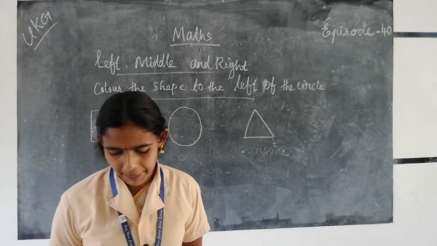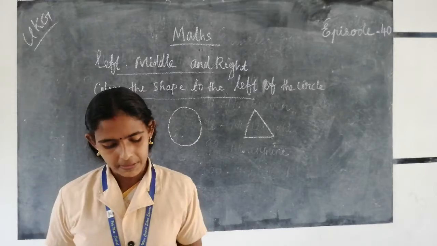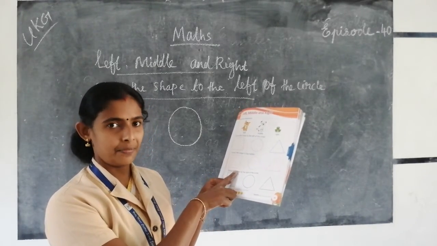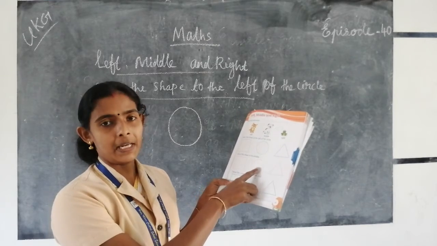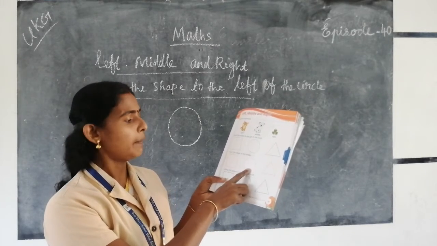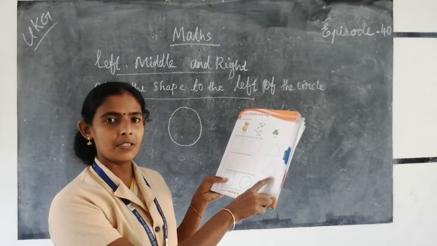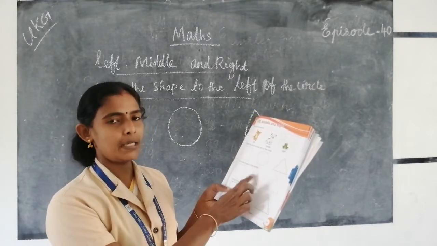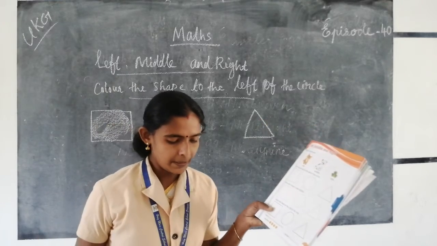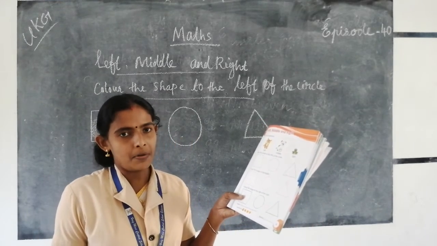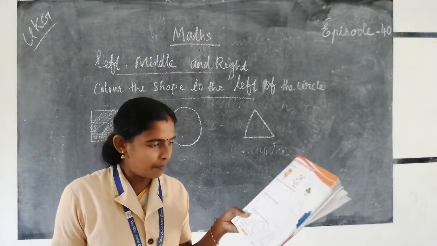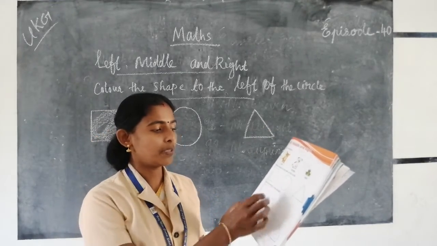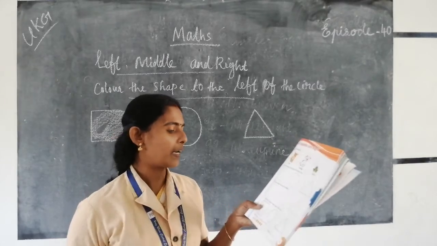Next, color the shape in the middle. First, the square is drawn on the left. The circle is drawn in the middle. The triangle is drawn on the right side. So you have to color the middle shape. The circle is drawn in the middle of the square and the triangle. So you have to color the circle.